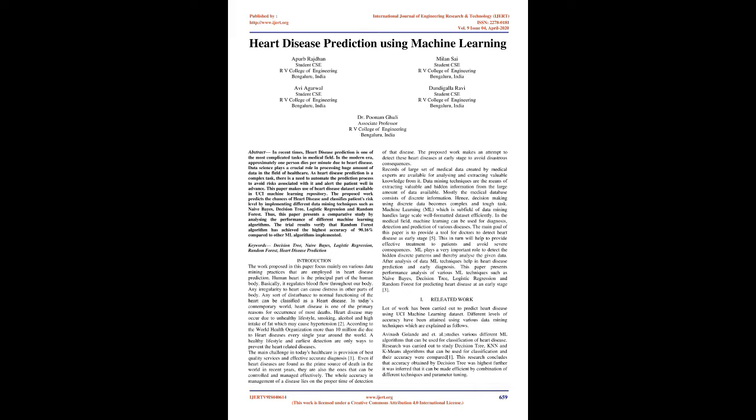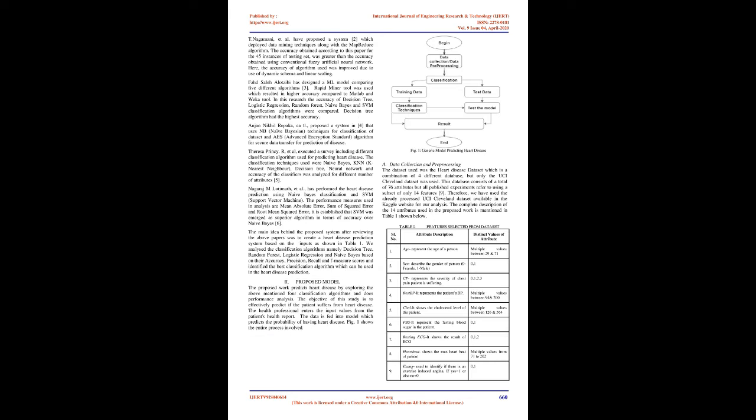Related work. A lot of work has been carried out to predict heart disease using the UCI machine learning dataset. Different levels of accuracy have been attained using various data mining techniques, which are explained as follows. Avinash Golande et al. studied various different ML algorithms that can be used for classification of heart disease. Research was carried out to study decision tree, KNN, and K-means algorithms that can be used for classification, and their accuracy was compared. This research concludes that the accuracy obtained by decision tree was highest. Further, it was inferred that it can be made efficient by a combination of different techniques and parameter tuning.